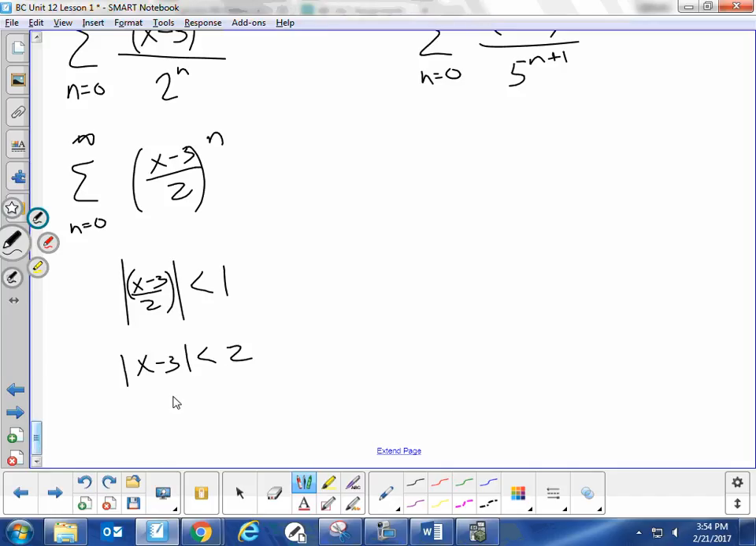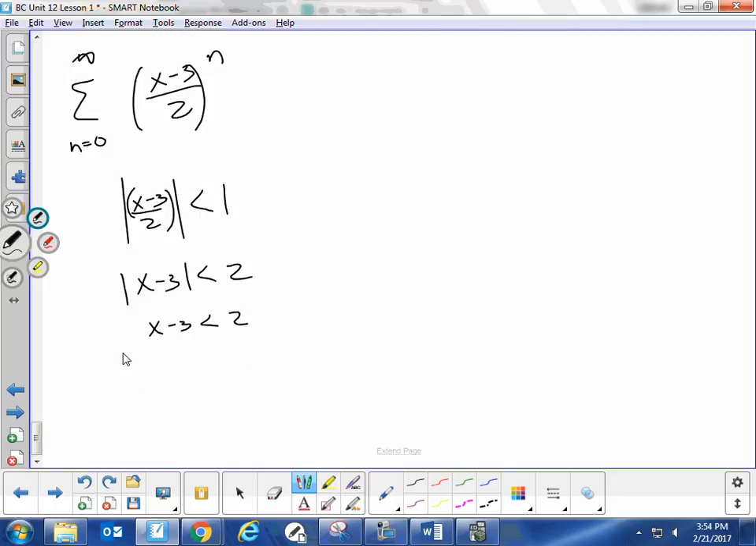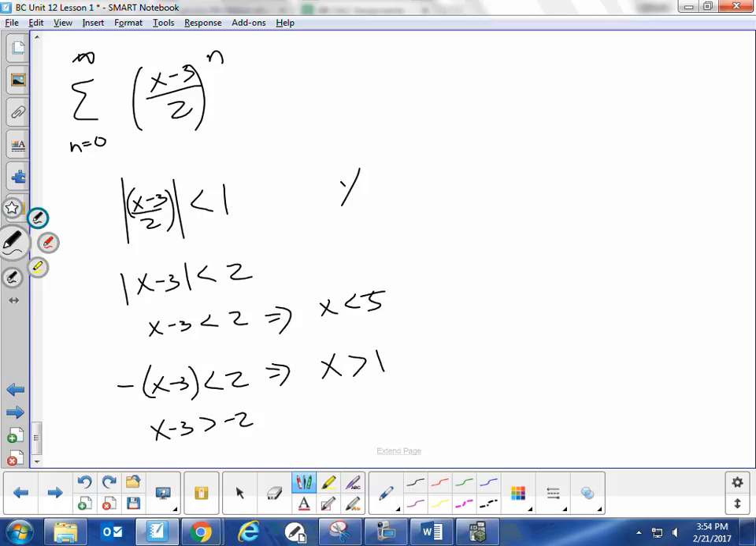Now, again, how do I treat this? I have x minus 3 would be less than 2, so the positive x minus 3s, but also the negative x minus 3s would have to be less than 2. This one gives me x has to be less than 5. The other one would give me that x minus 3 would be greater than negative 2. Add 3, x would be greater than 1. So we'd have these values between 1 and 5, which would work.